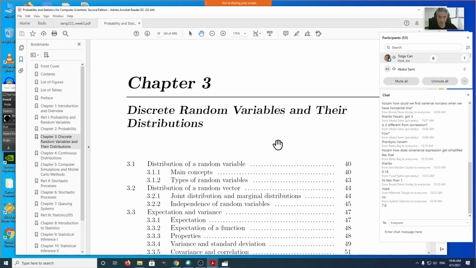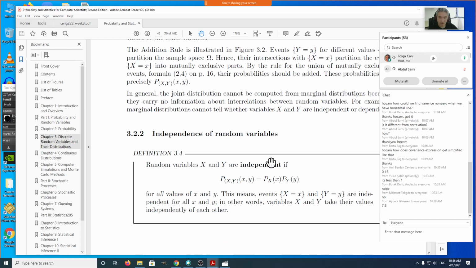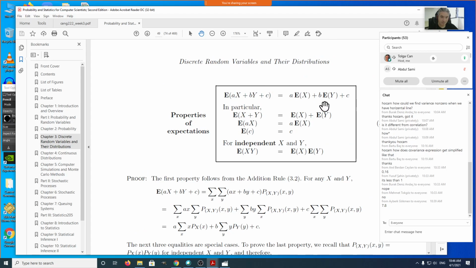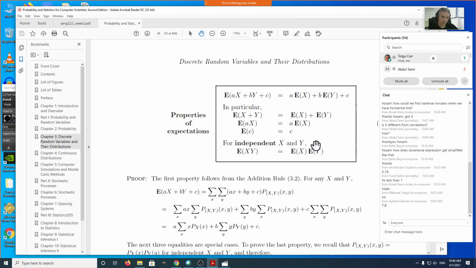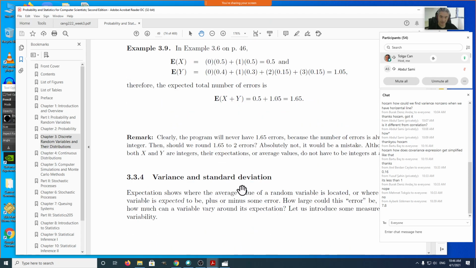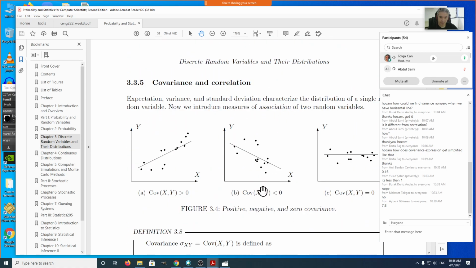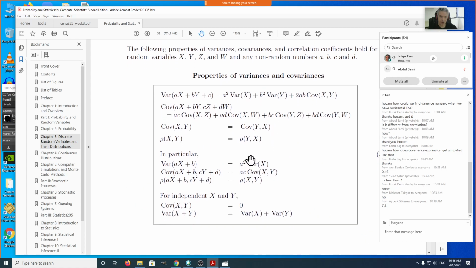You don't need to memorize these formulas, but there is a table at the end. Let me show you expectation and variance. We talked about linearity of expected values, so it's very simple. But when we come to variance and standard deviation, you can find those formulas by yourself, but it may be a little complicated. So look at this table, the properties of variances and covariances. We are going to give you this table again in the exam. You don't need to worry about memorizing it.